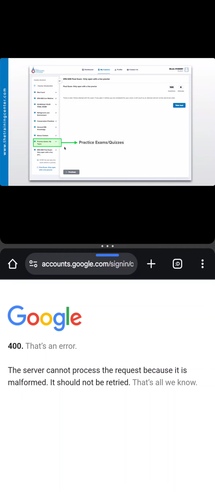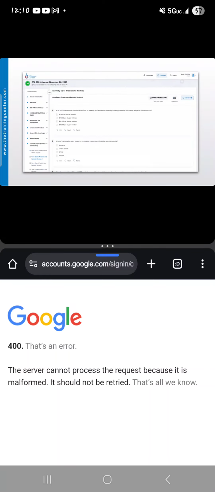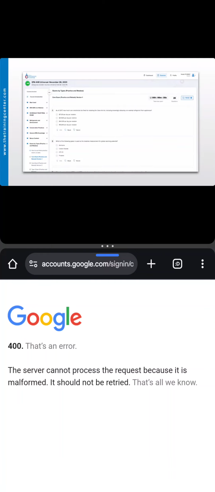They're gonna ask you similar questions that are gonna be on the final exam, and they're gonna give you the answer right away. So even if you were to fail on the practice test, you can use the wrong answers to help you prepare yourself for the final exam. So the final exam, you can only open with a live proctor. So what that basically means is you need to be in a proctoring session.